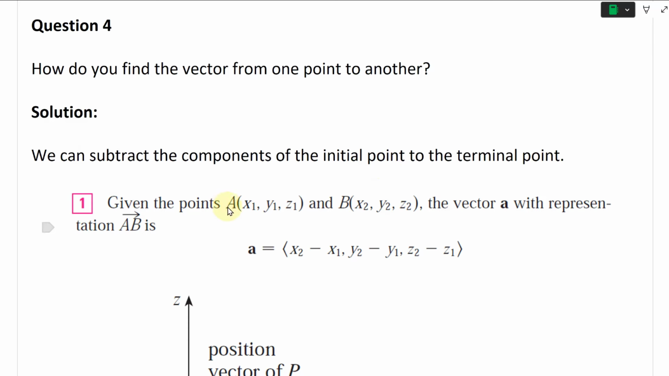If you have vectors A and B, and then the vector from one point to another. So if you have 2 points like this, these are points, not vectors. The vector between them is just the difference between them. So for example, the components here are x1, y1, z1.